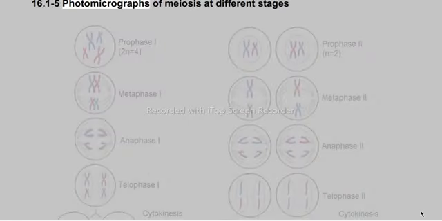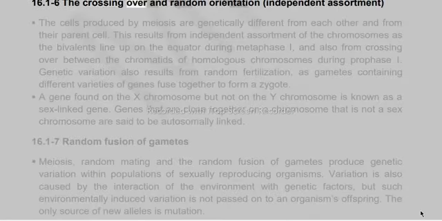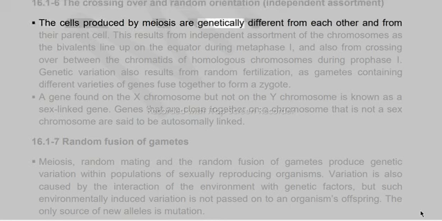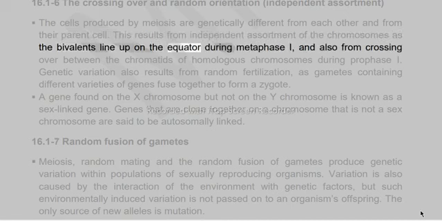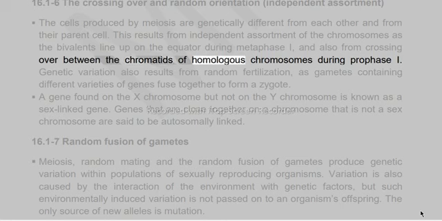16.1.5 Photomicrographs of meiosis at different stages. 16.1.6 The crossing over and random orientation, independent assortment. The cells produced by meiosis are genetically different from each other and from their parent cell. This results from independent assortment of the chromosomes as the bivalents line up on the equator during metaphase I, and also from crossing over between the chromatids of homologous chromosomes during prophase I.